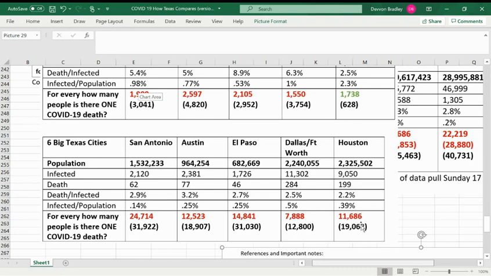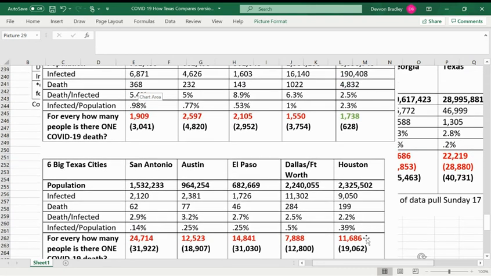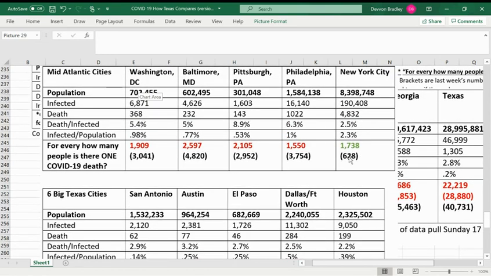We compare a big city like Houston. For every 19,000 people on May 8th, there was one COVID death. And in New York City on May 8th, for every 628 people, there was one COVID death. That's incredible. So anyway, I have to do a separate video on that.